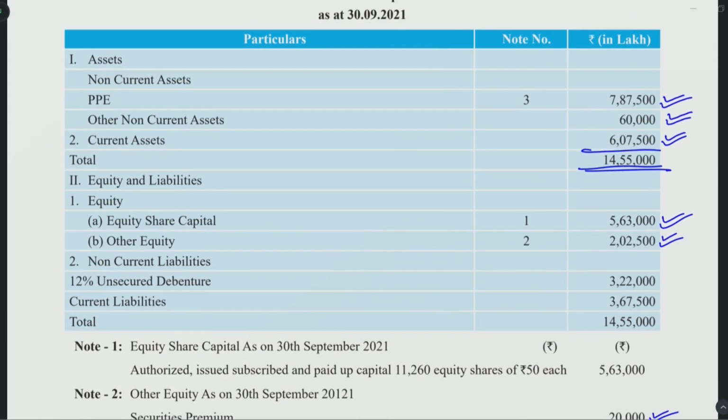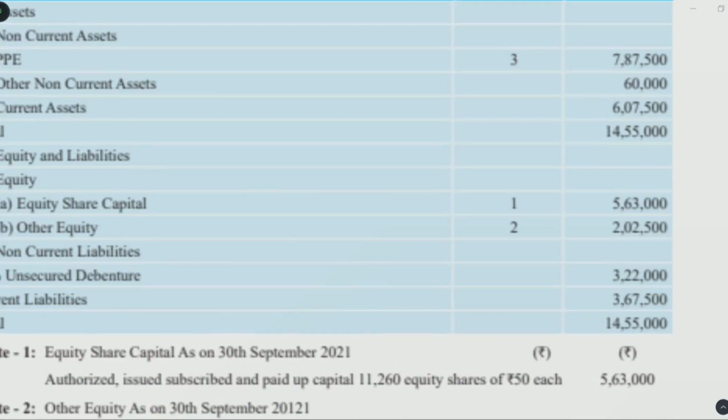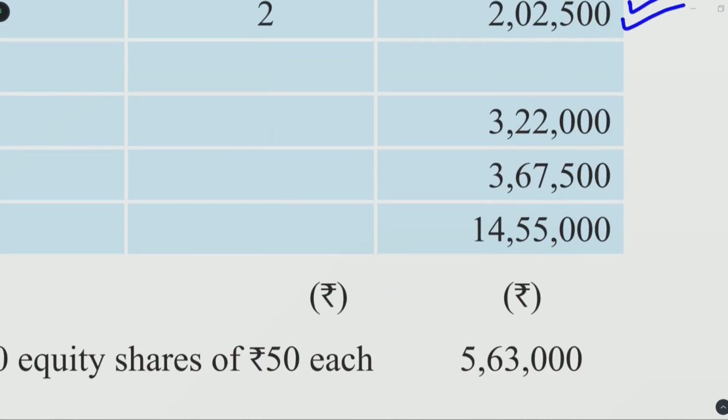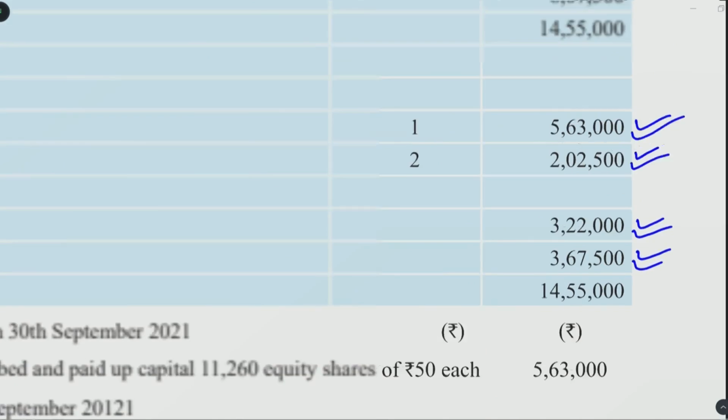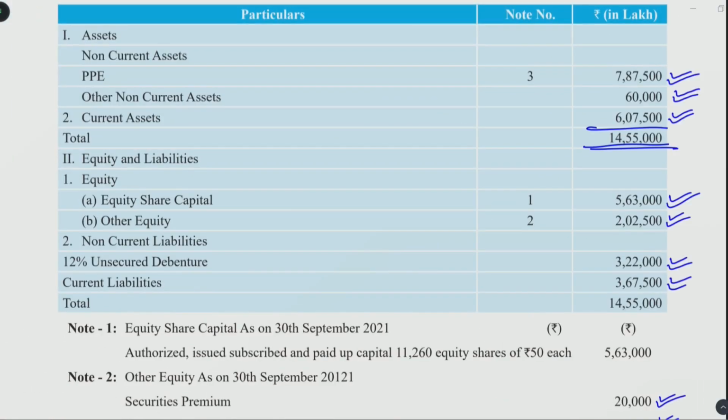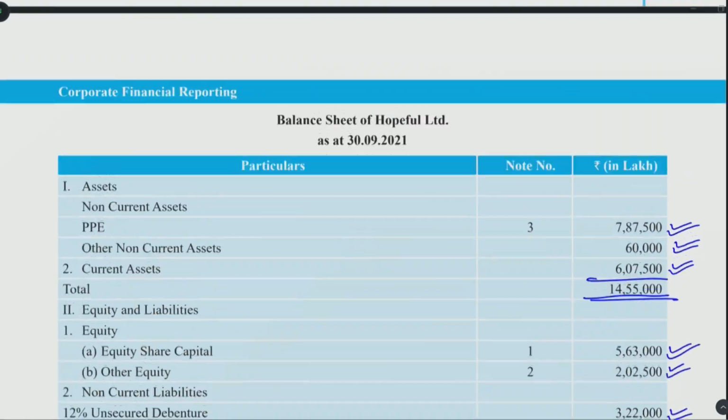Your unsecured debenture amount and your non-current liabilities are summing up to 3,22,000, and 3,67,500. What is that? The current liability part is 3,67,500. Now basically your non-current liability is unsecured debenture amounting to 3,22,000, which I'm sure you would have understood, right?